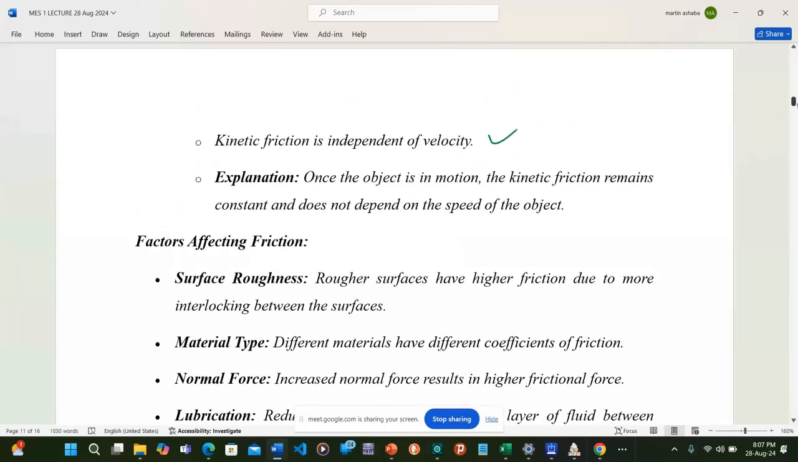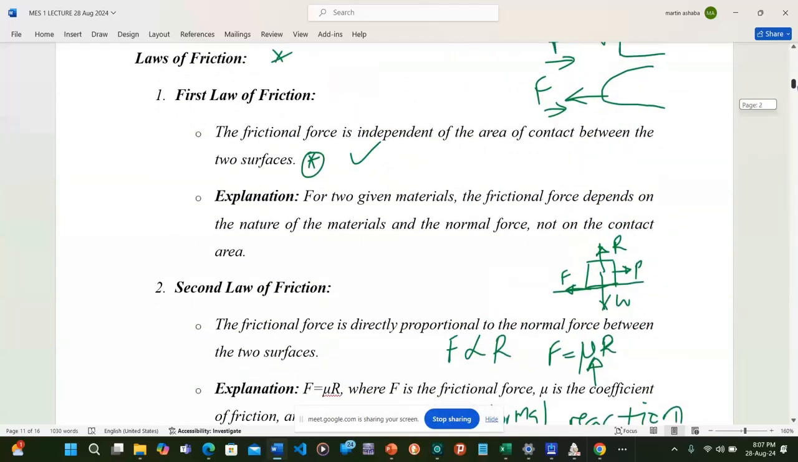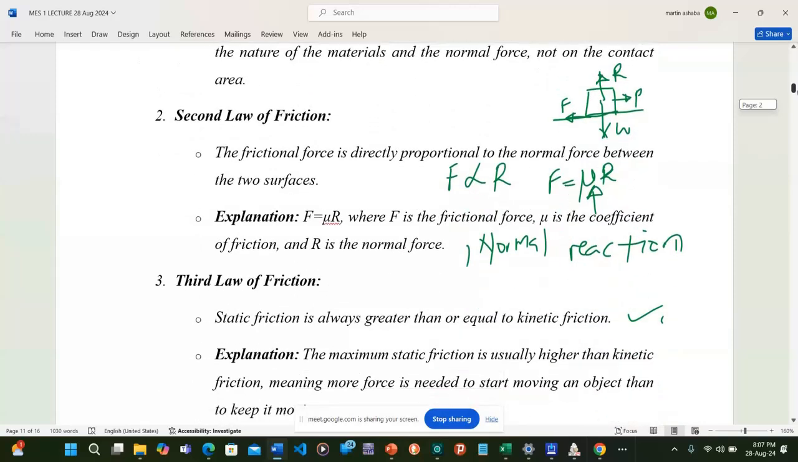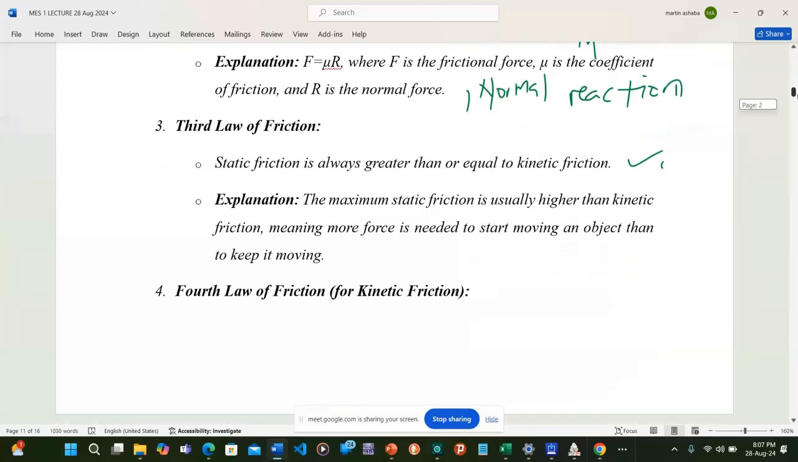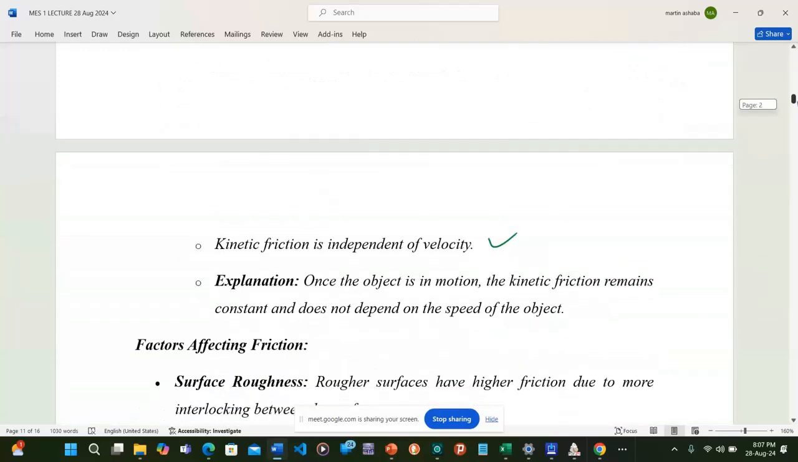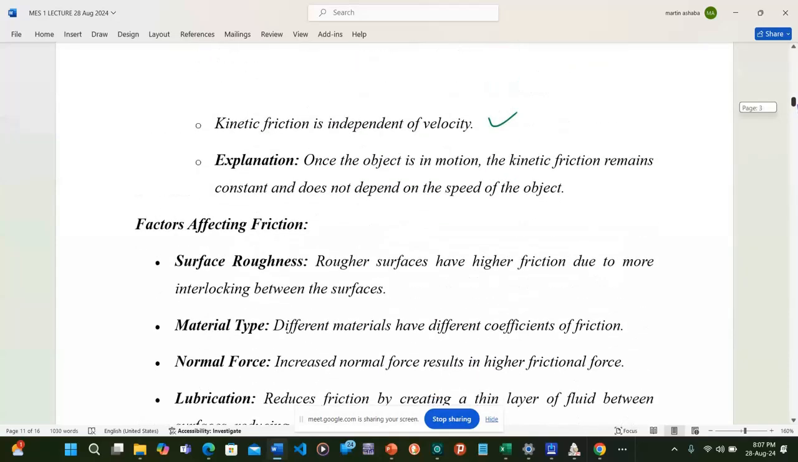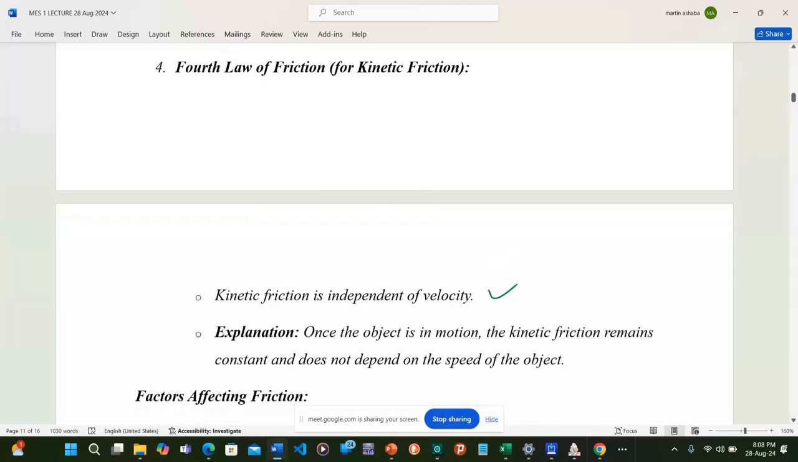So we have a number of laws. One is that frictional force is independent of the area of contact between the two surfaces. The next one is that frictional force is directly proportional to the normal reaction or normal force between the two surfaces. The other one is that static friction is always greater than or equal to kinetic friction. And another one, kinetic friction is independent of velocity. So you have got to review and even look for more and add on to these laws. Once it comes in an exam, be able to excel.